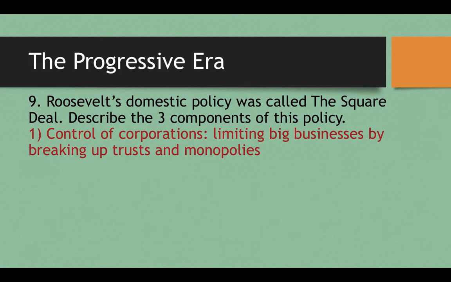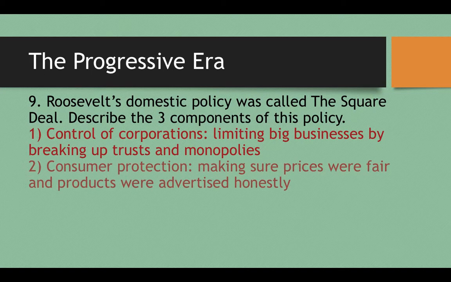Okay, the first component of Teddy Roosevelt's domestic policy was control of corporations. He said we need to limit big businesses by breaking up trusts and monopolies. Yes, we need to have a free market, but he said we can't be laissez-faire anymore. We can't be completely hands-off because that leads to monopolies, that leads to unfair prices, that leads to bad working conditions and unfair wages and child labor and unsafe working conditions. And he said, therefore, we need to have some control over the corporations as the government.